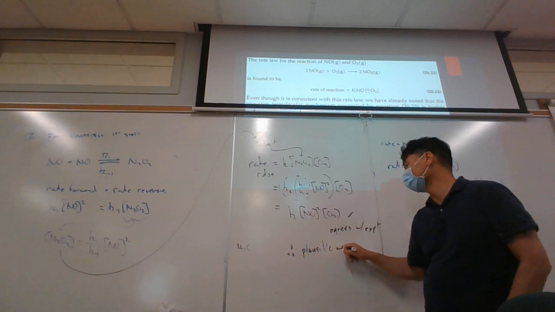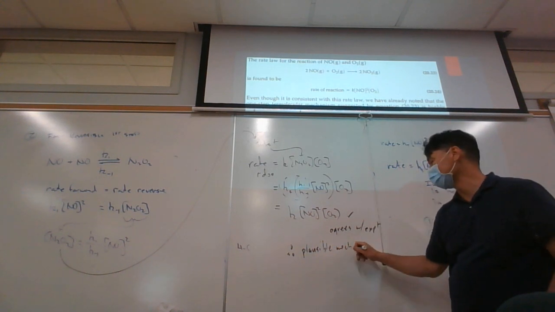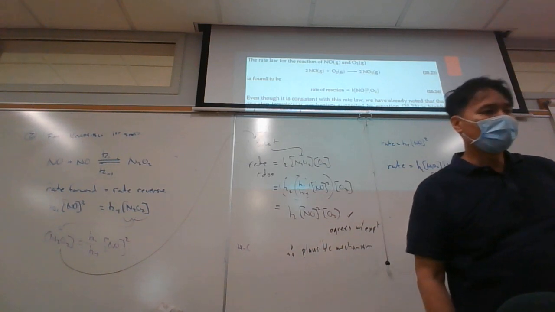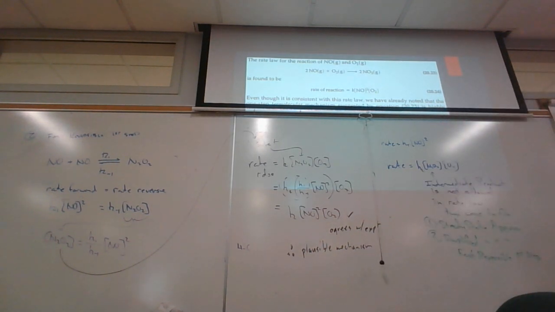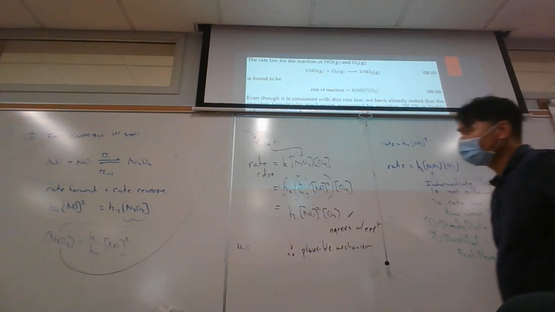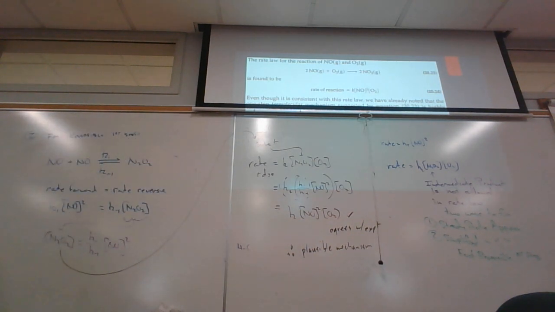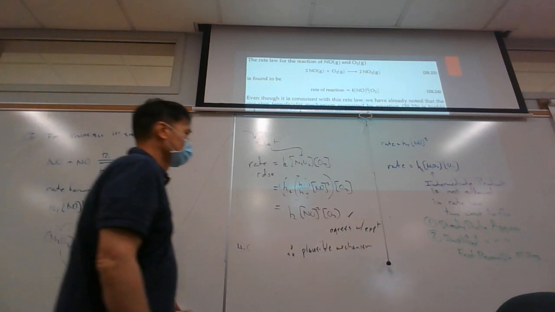However, there could be other mechanisms that are plausible as well, so we're not going to worry about those. We have a plausible mechanism here. So again, the fast reversible, we look at the first step and say the rate of the forward is equal to the rate of the reverse. And that allows us to substitute in N2O2 there.